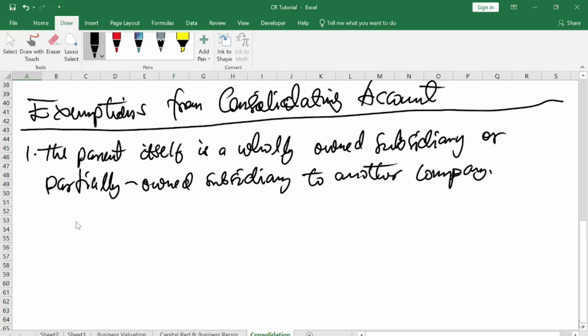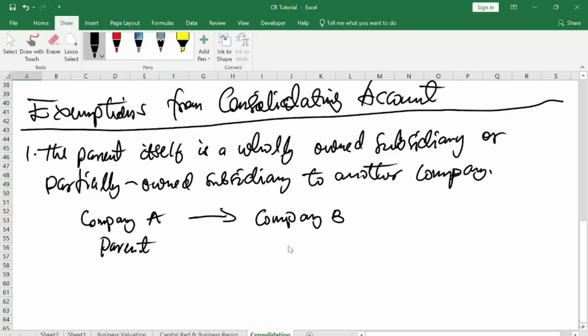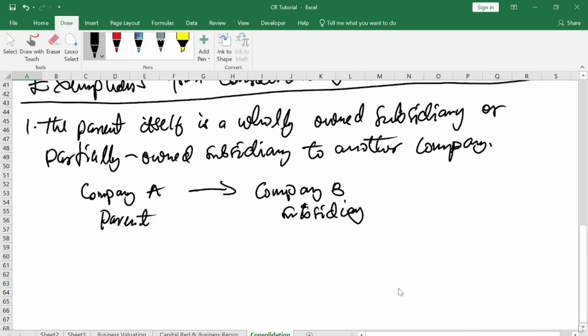What they mean is that assuming you have company A, right? Company A has acquired company B. So company A becomes parent to company B, and company B is the subsidiary, right? So in the scheme of things, A should consolidate B. Are you with me?